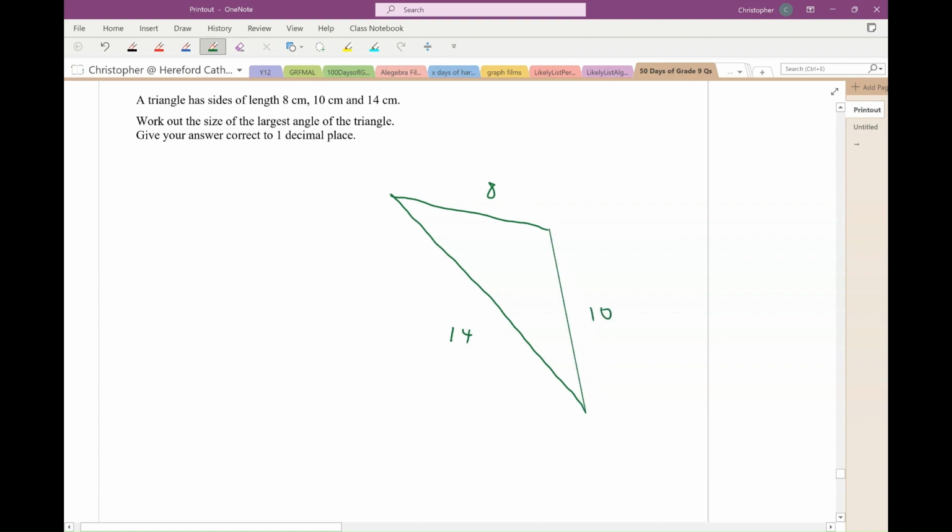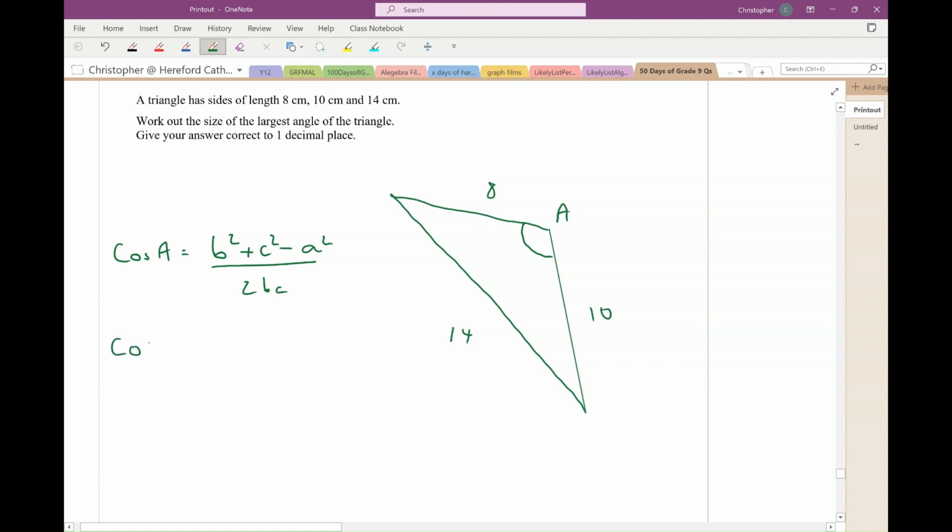Find the size of the largest angle. That's going to be that one there, the one opposite the longest side. Call that one A. I'm going to use the cosine rule here. The cosine rule rearranged: cos of A will be b squared plus c squared minus a squared over 2bc.